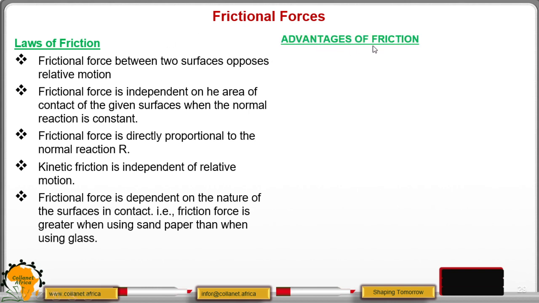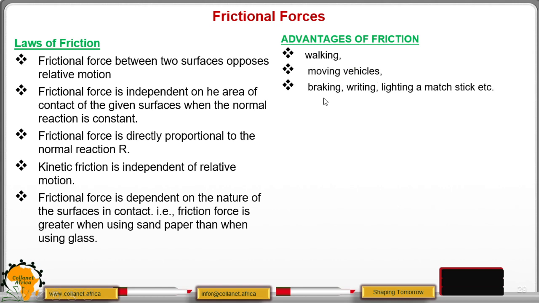So we look at advantages of friction force. One, it enhances walking. It also helps in moving vehicles. Then braking: if you want to stop a moving vehicle, you apply brakes, and the friction also helps in braking. When you are lighting a matchstick, it is due to friction.